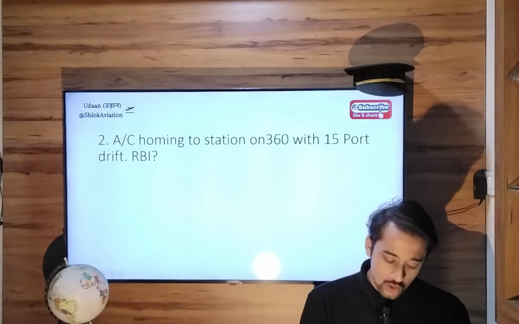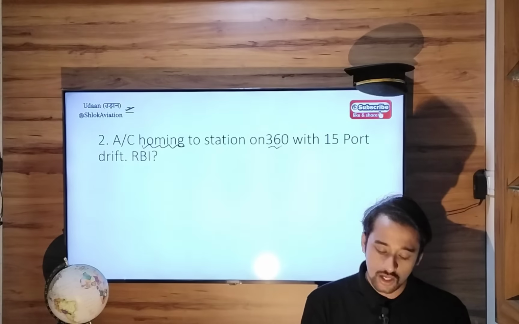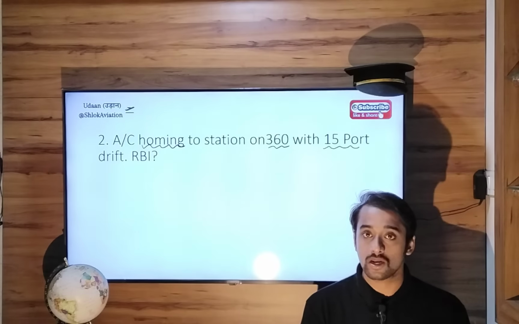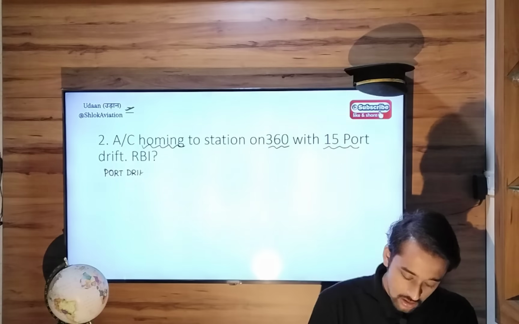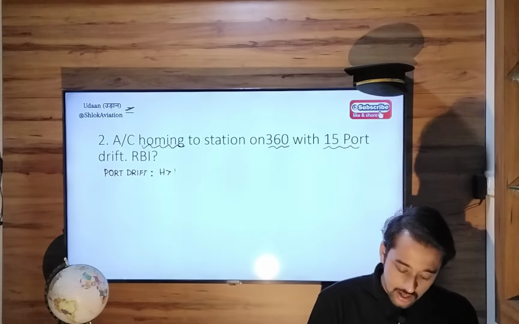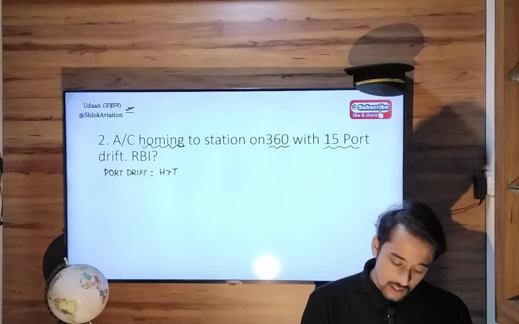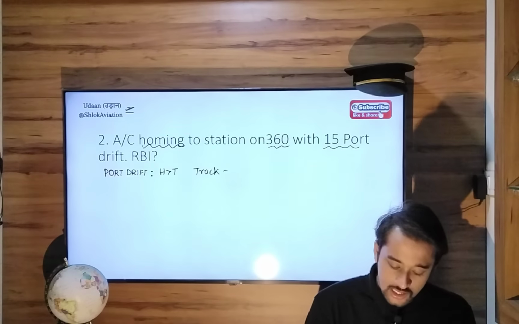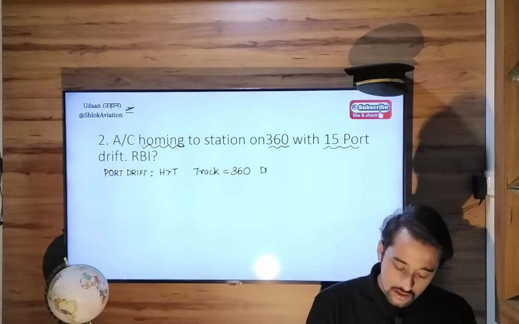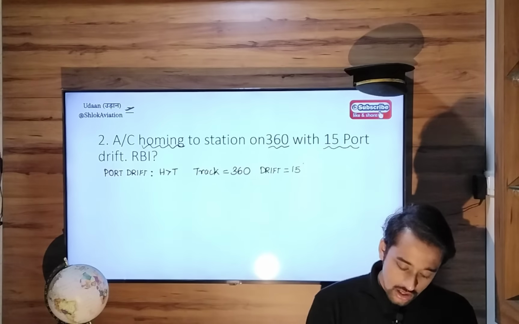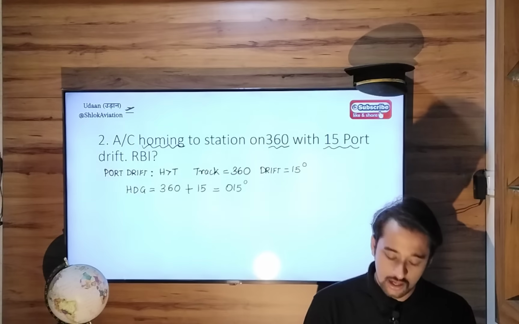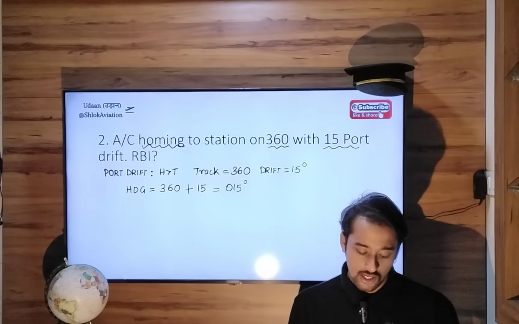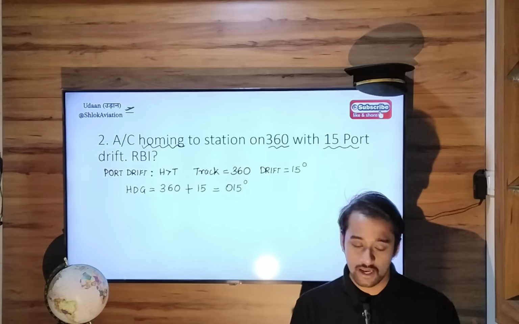Aircraft is homing, again going towards a station, on 360 track, 15 port drift. What is RBI? So with a port drift, heading will be more than track. Now what is track? It's 360. What is drift? 15 degree. So heading will be more than track. So 360 plus 15 is 015 degree. 360 is nothing but 000 degree, so that addition of 15 is 015 degree.